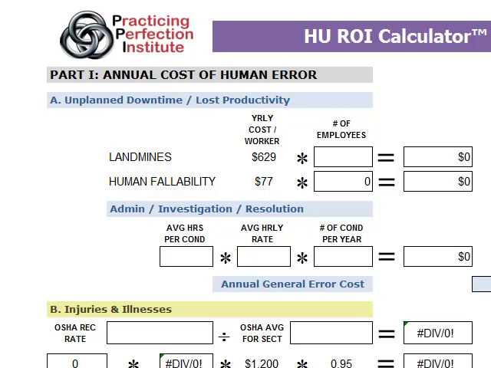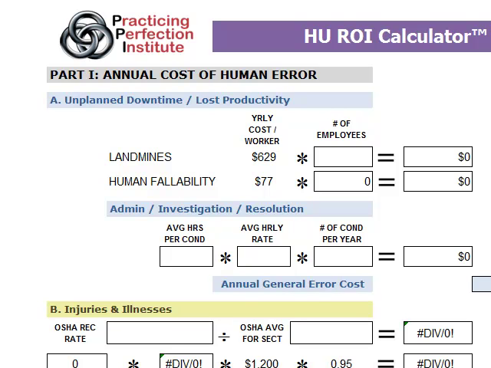and explain a couple of things along the way. As you can see, part one of the calculator is the cost determination portion. And you'll see we have three sections: sections Alpha, Bravo, and Charlie. So let's just work right on down through these. Section Alpha is unplanned downtime and lost productivity.